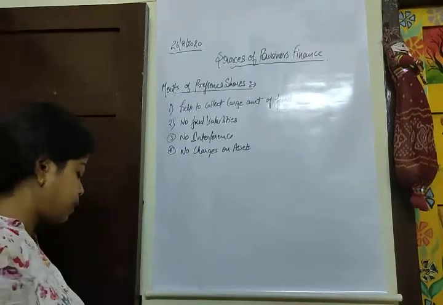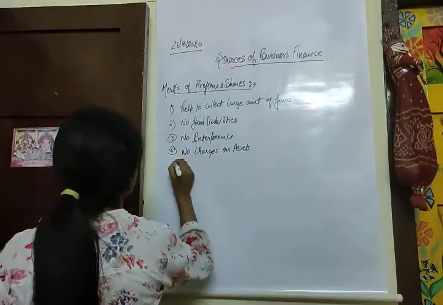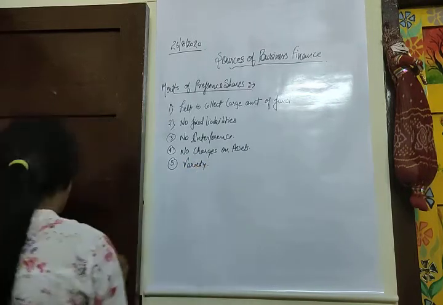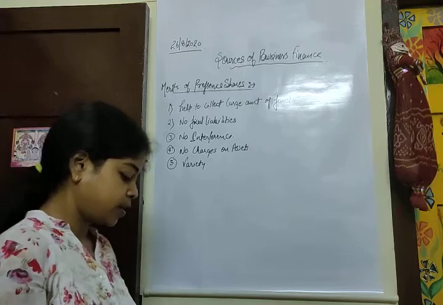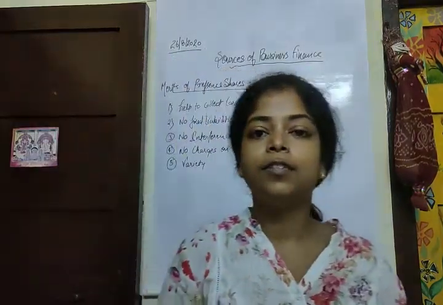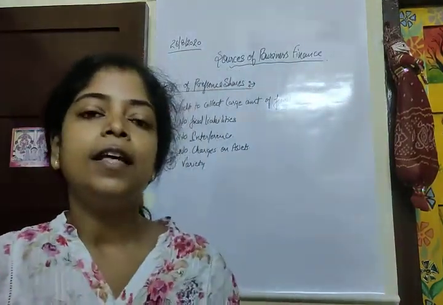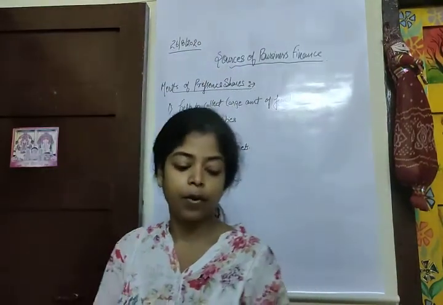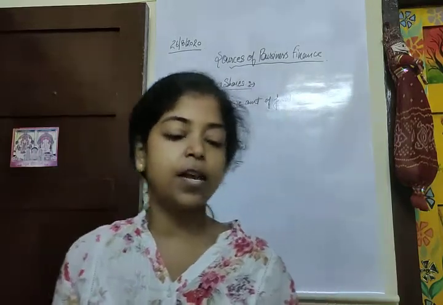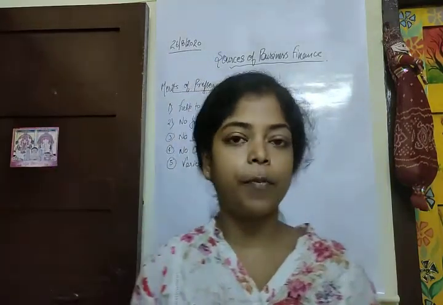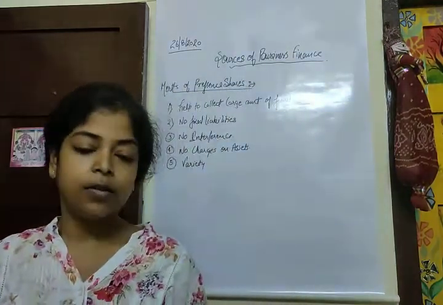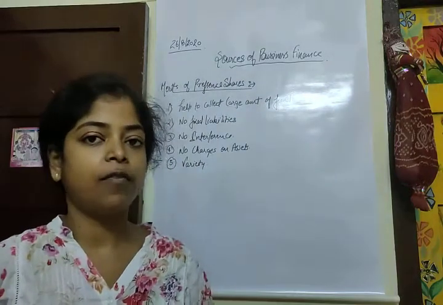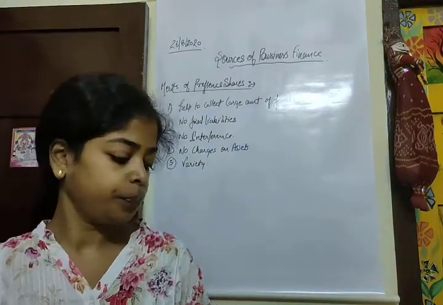Next is variety. It is very obvious, as we studied the types of preferential share yesterday. There are a number of kinds of preferential share. There are so many varieties we have already discussed: cumulative, non-cumulative, participating, non-participating, redeemable, non-redeemable, convertible, non-convertible. All these we have discussed in an earlier video.